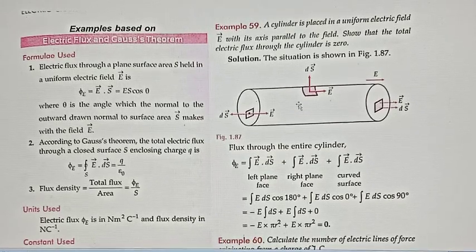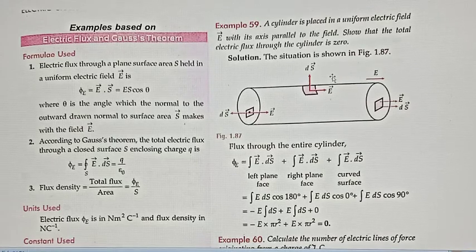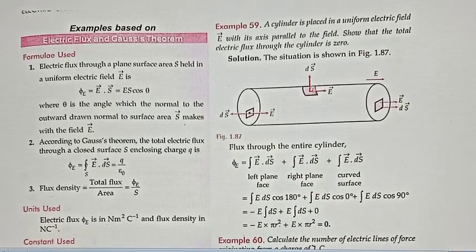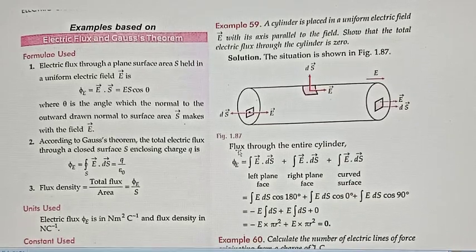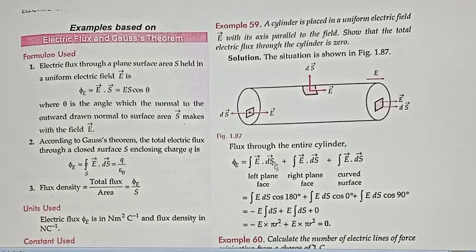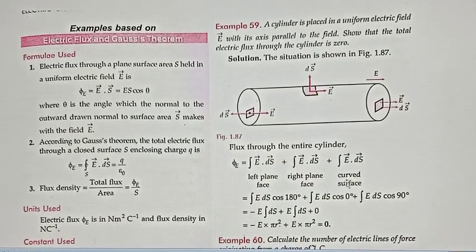So this surface has no contribution to the total flux, because flux is equal to E dot A or E dot S. If the angle is 90 degrees, then flux will be 0. So this curved surface has no contribution to the total flux. So how can I write the flux through the entire cylinder? Total flux is equal to integration E dot ds over the left face, plus integration E dot ds over the right face, plus E dot ds over the curved surface.